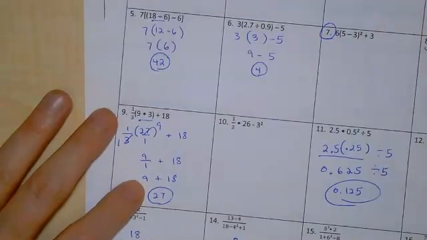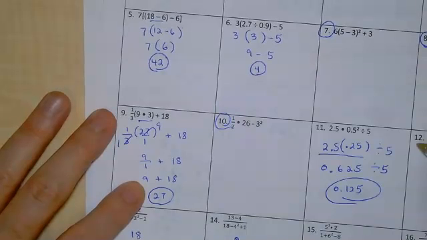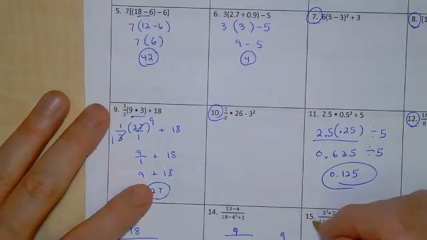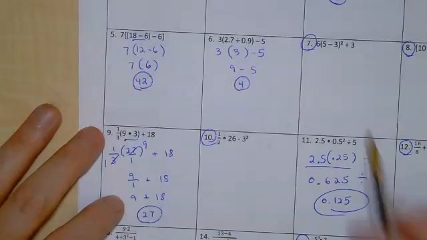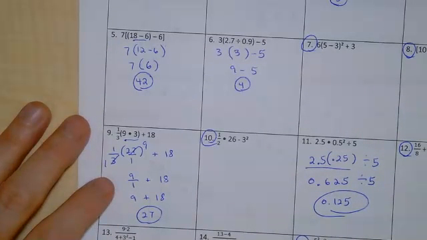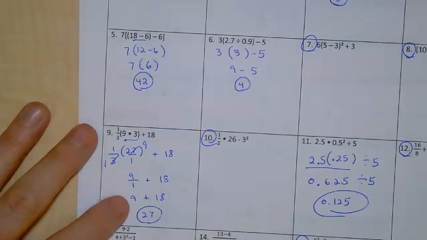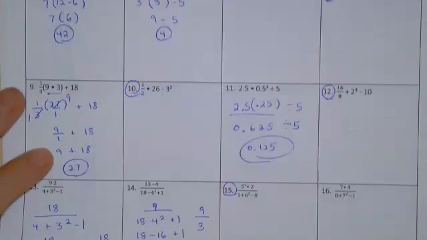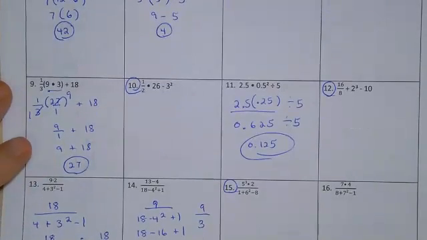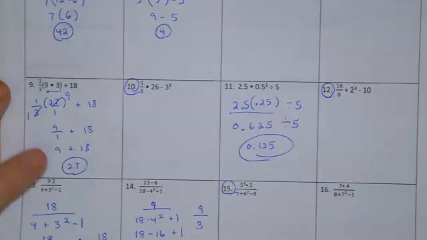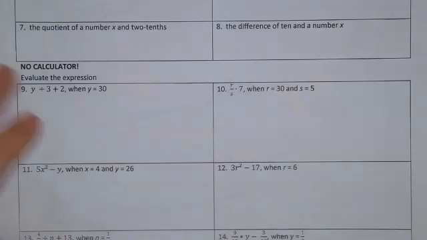Okay, on the front, you're going to circle 7, 8, 10, 12, and 15. 1, 2, 3, 4, 5. You can do 6, but I was only going to make you do 5 of those. So circle 7, 8, 10, 12, and 15. Let's look at the next page.